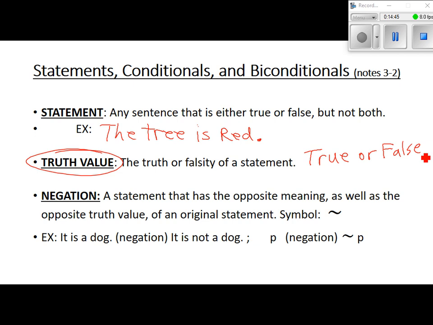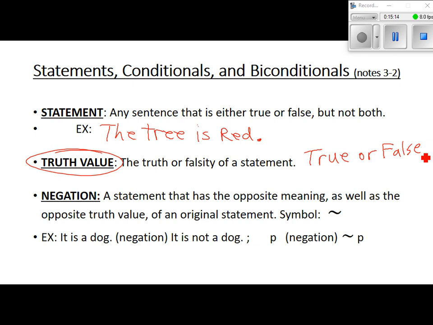A negation is a statement that has the opposite meaning. Be careful. If I say it is raining outside, what's the negation of that? It is not raining. Don't say it is sunny or it is snowing, that's not a negation. That completely changes the whole statement. So it is raining outside. The negation of that is it is not raining.